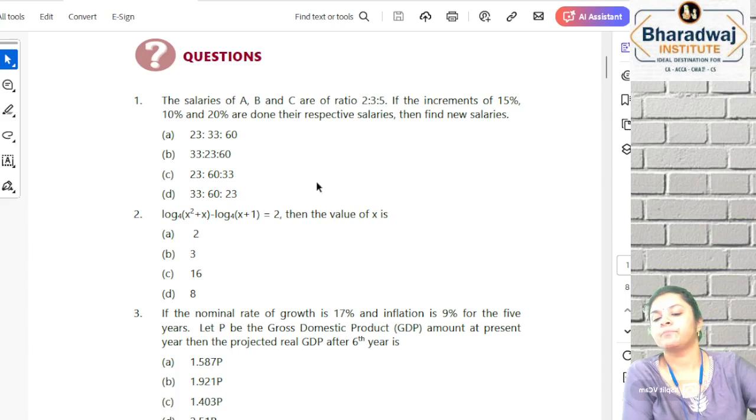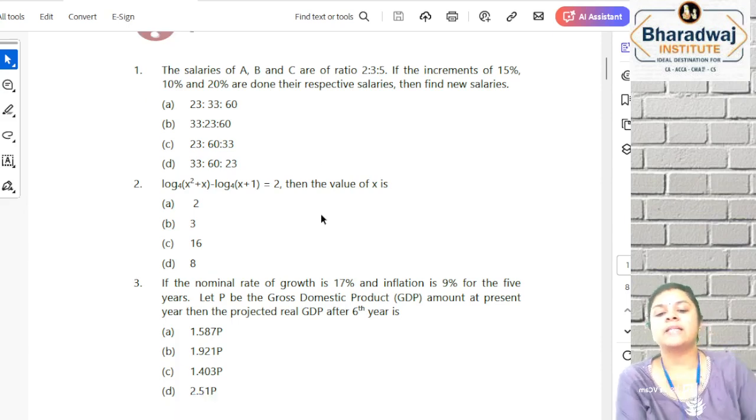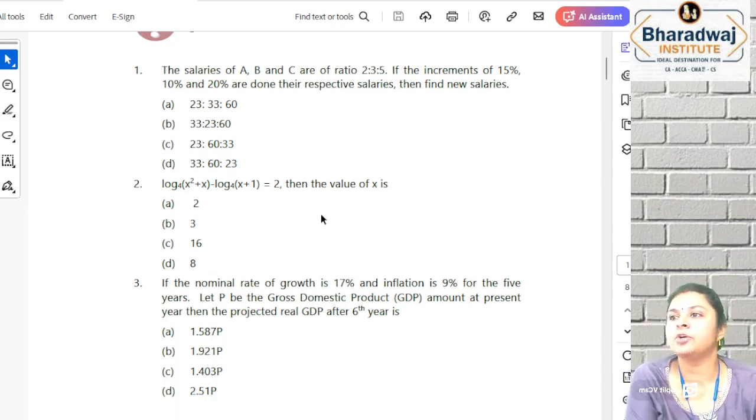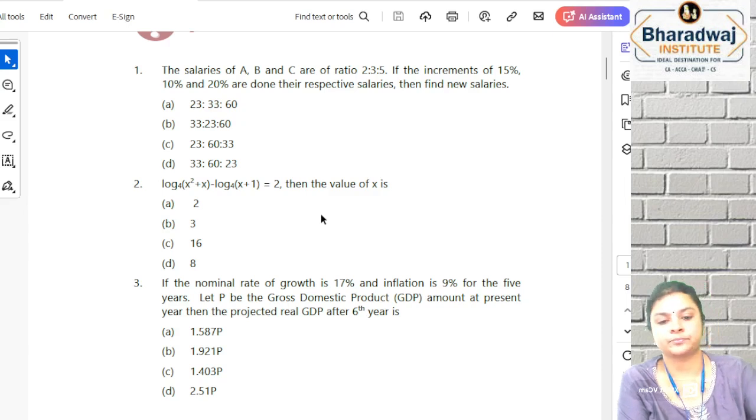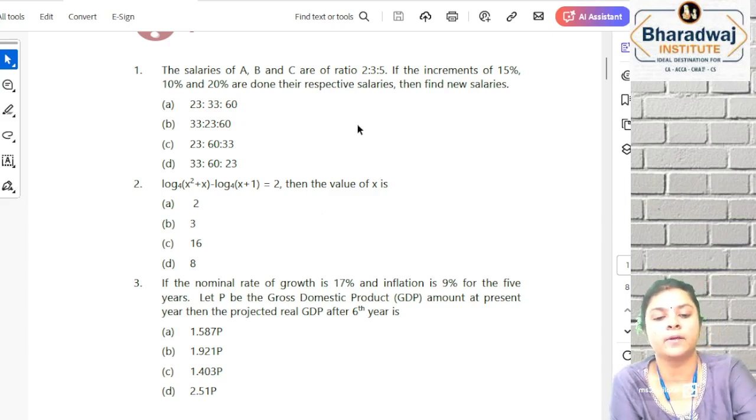Shall we start? Okay. The salaries of A, B, C are in the ratio 2:3:5. If the increments of 15, 10 and 20% are done in their respective salaries, find the new ratio of salaries. Work out. So for 2, the increment is 15%.